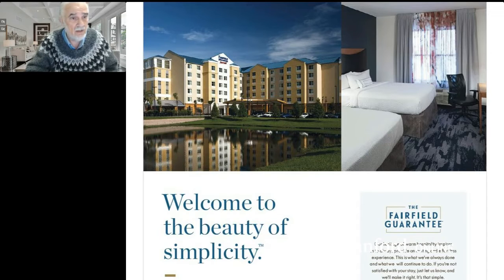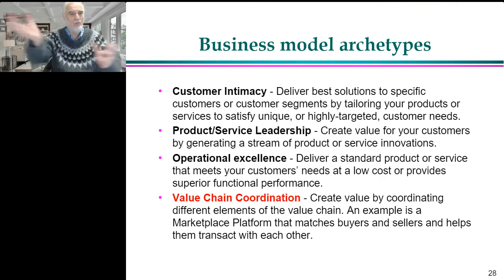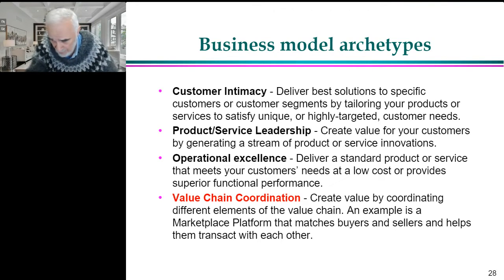The fourth archetype that I want to talk about is value chain coordination, where we create value by coordinating different elements of the value chain. So we have different components of the value chain, and what we do is coordinate them. And the simplest example of that, there are many examples, but I'm going to go with the simplest one, which is Airbnb. So in the case of Airbnb, it's a marketplace.